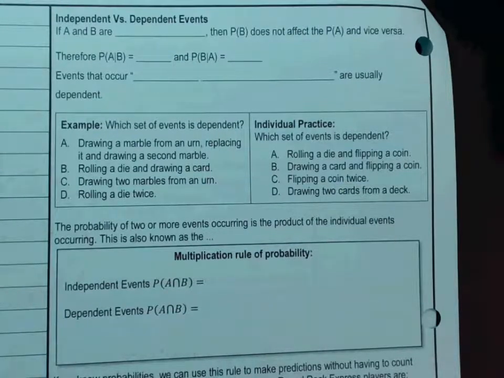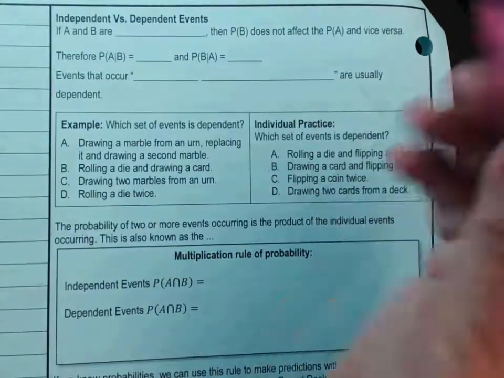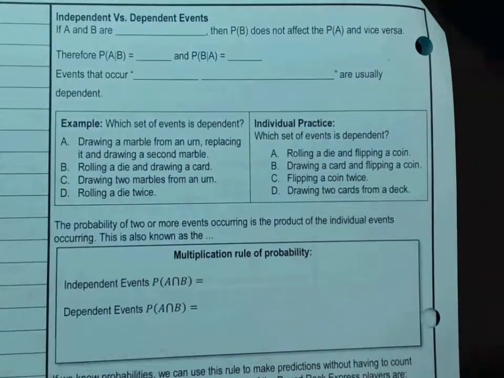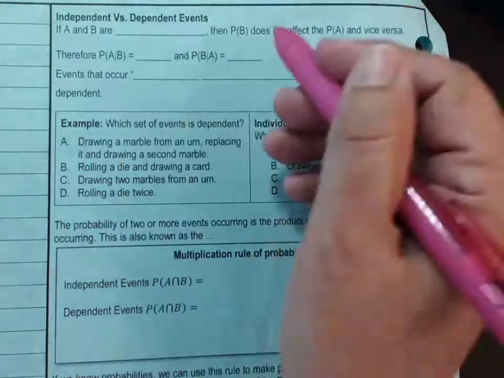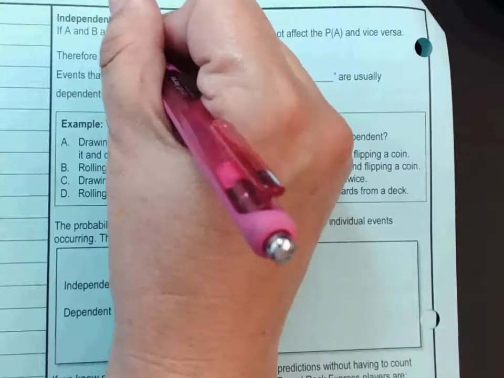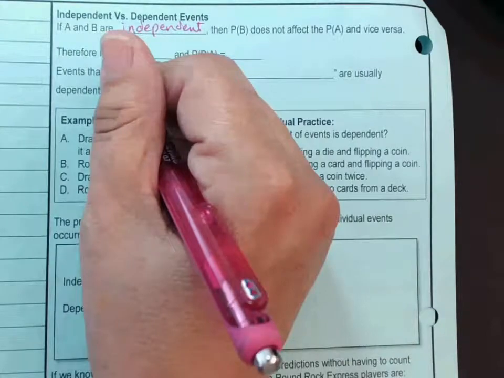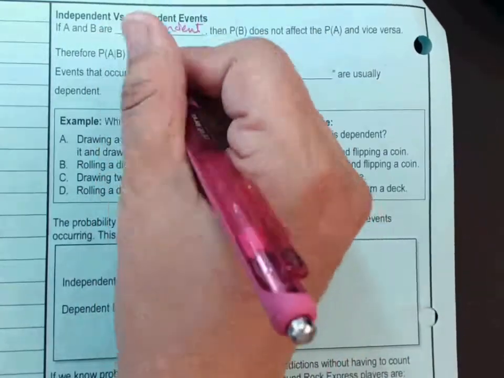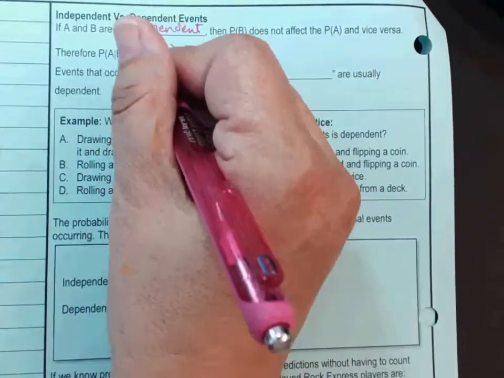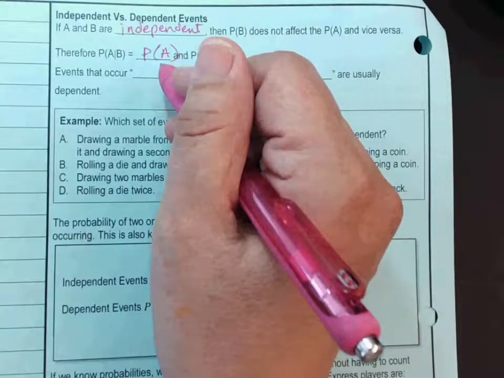Page 2 of G4 notes, and we're looking at independent versus dependent events. If A and B are independent, then the probability of B does not affect the probability of A and vice versa. So what does that mean? That means the probability of A given B is not affected by B. It's just the probability of A. That was kind of like the probability of green, or really the probability of red, when really the same.